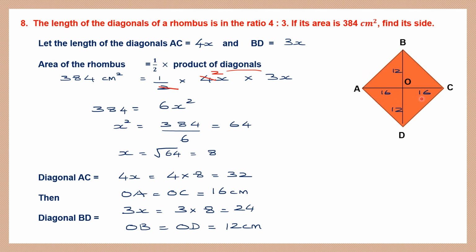Now, why did we do this? Why did we break up the diagonals into two halves, both 16 and 16 and 12 and 12? Because the question says find the side. To find the side, we can make use of each part here.